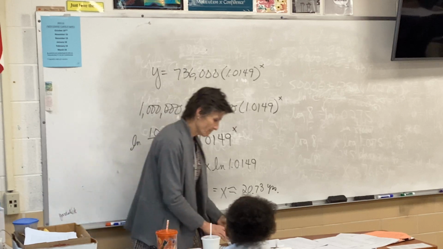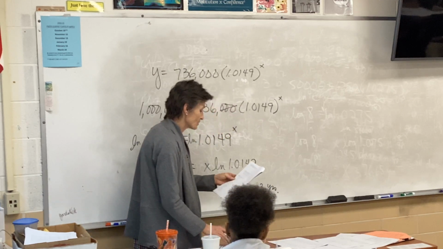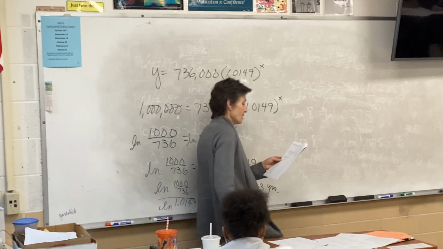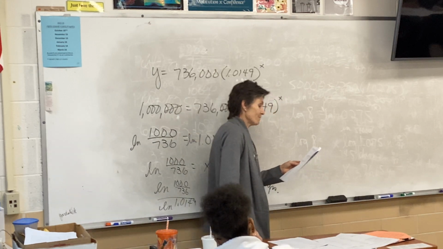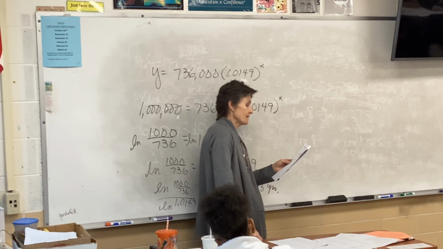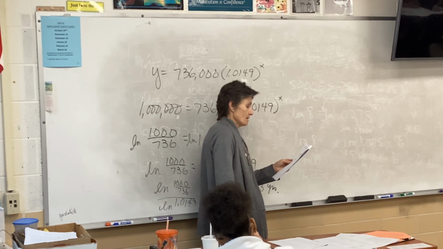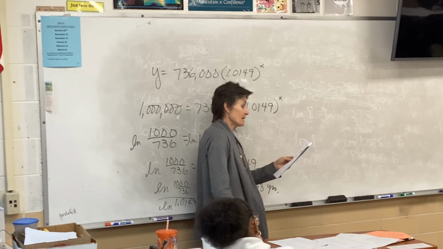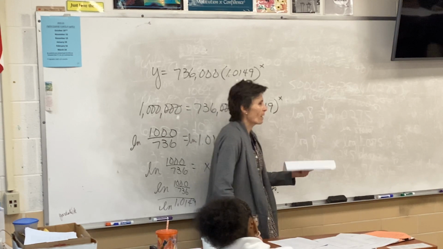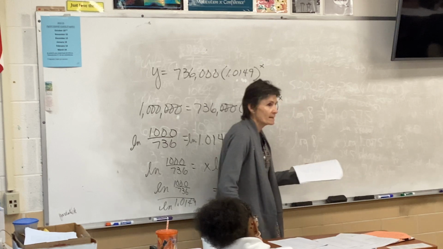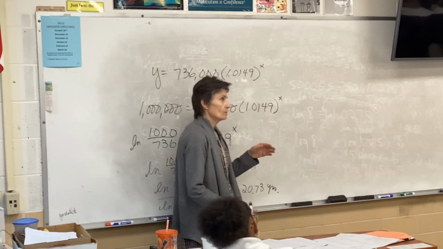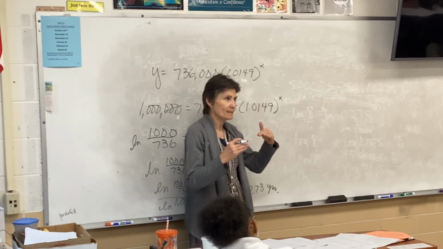All right, one more. The half-life of a certain radioactive substance is 65 days. There are 3.5 grams present initially. Part A says express the amount of substance remaining as a function of time t. Basically write an equation for this relationship. So I want you to think, what does half-life mean?